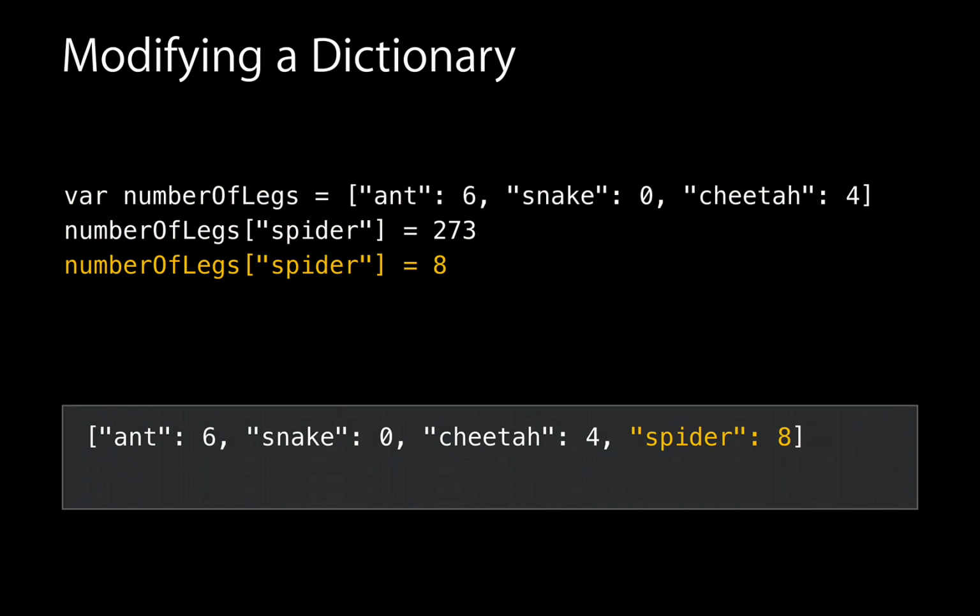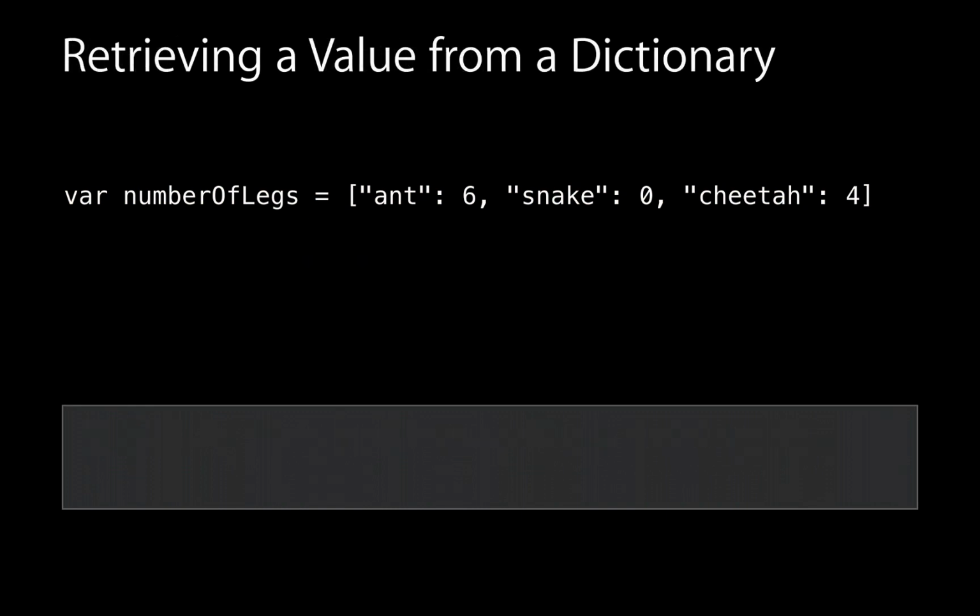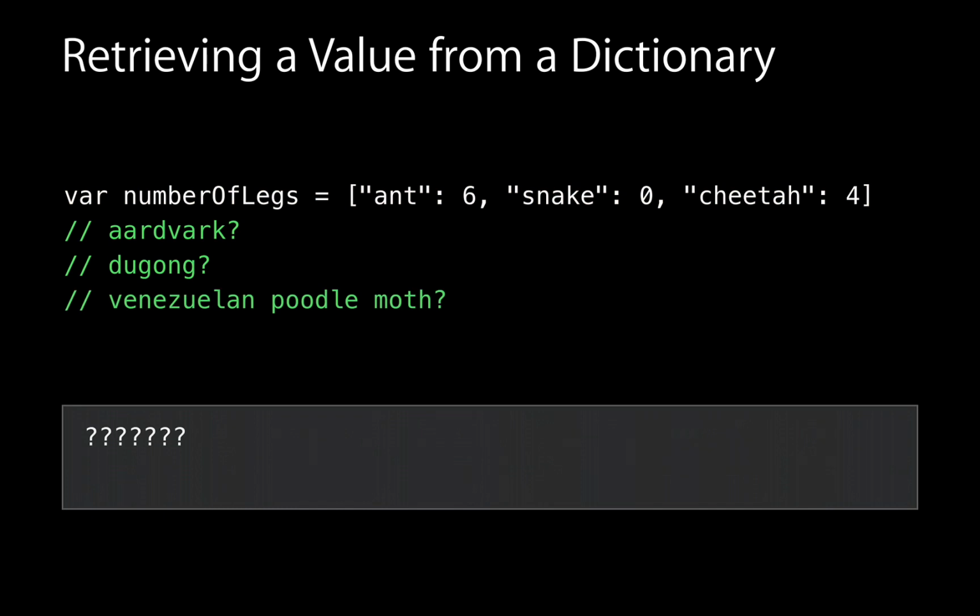But what if we want to retrieve a value from this dictionary? What if we want to see if our dictionary contains the number of legs for an aardvark? Or perhaps the number of legs for a dugong? Or maybe the number of legs for a Venezuelan poodle moth? Well, our dictionary might contain the number of legs for these animals, but it might not. There might be no value at all. And we need a way to model this fact. And this is a really good use case for a really powerful feature in Swift known as optionals.